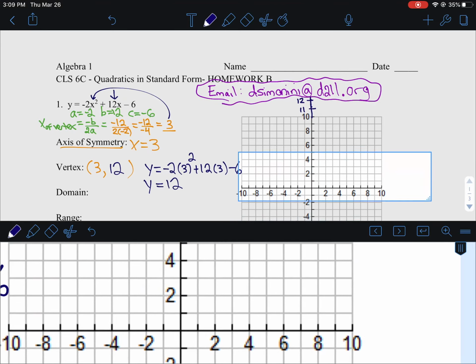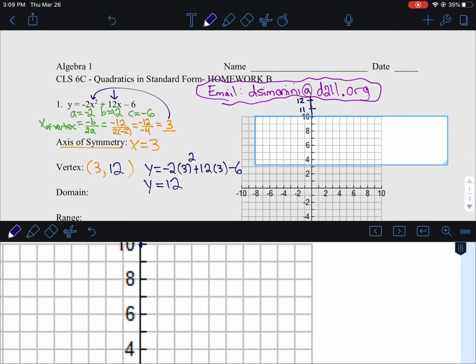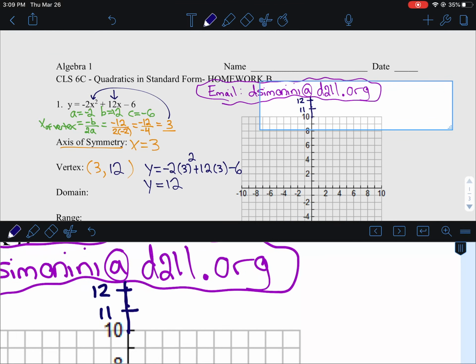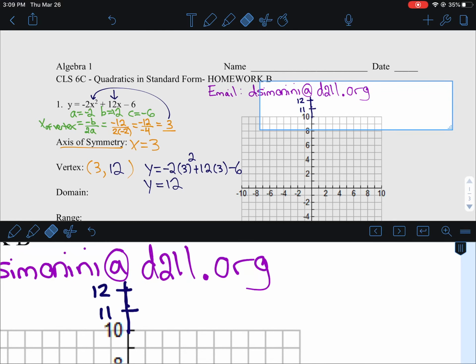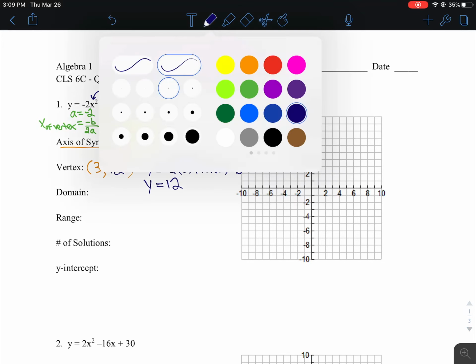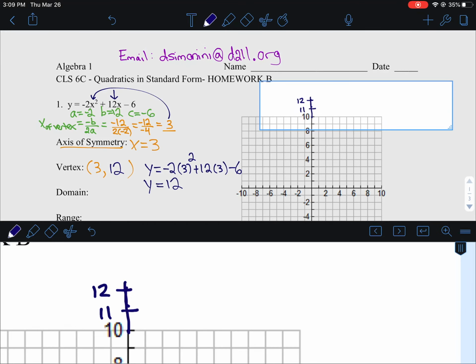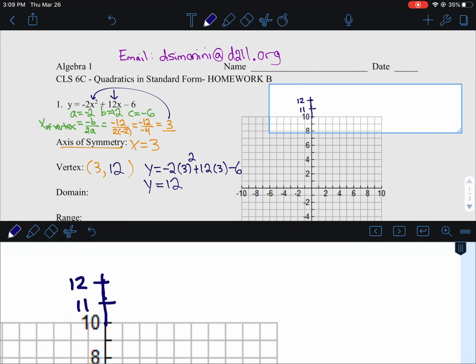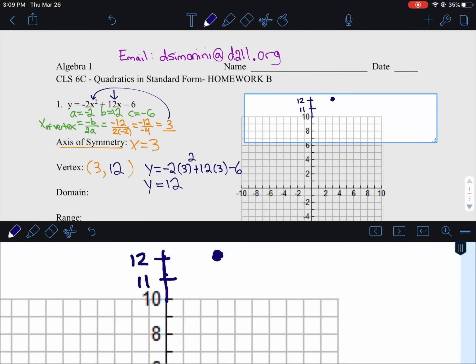And what you can do is you can plot that point. So 3, 12. Actually, I'm going to move my email so it's not part of the problem. All right, there you go. Again, don't forget to email me if you have questions. So 3, 12, which is going to be right about there. So again, just eyeballing it, that's where it will be.